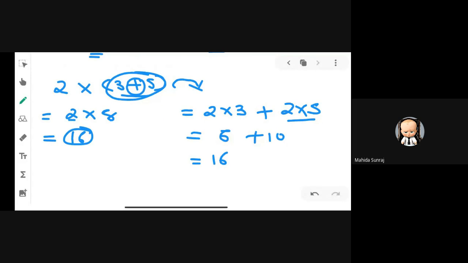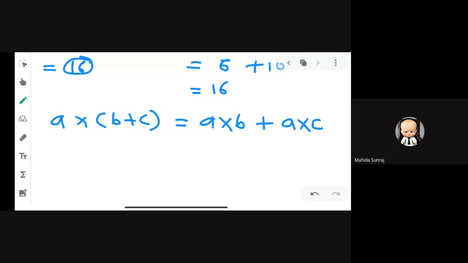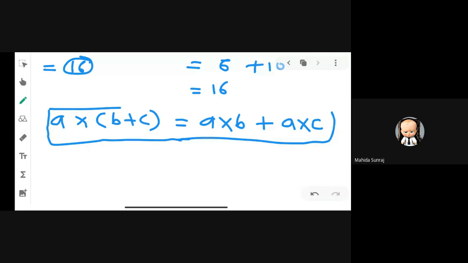Okay. Now I am giving you examples with alphabets, so you can clearly understand. You can see A into, in bracket, B plus C. So what is the answer? A into B plus A into C. It is known as distributive property. Any doubt, boys?